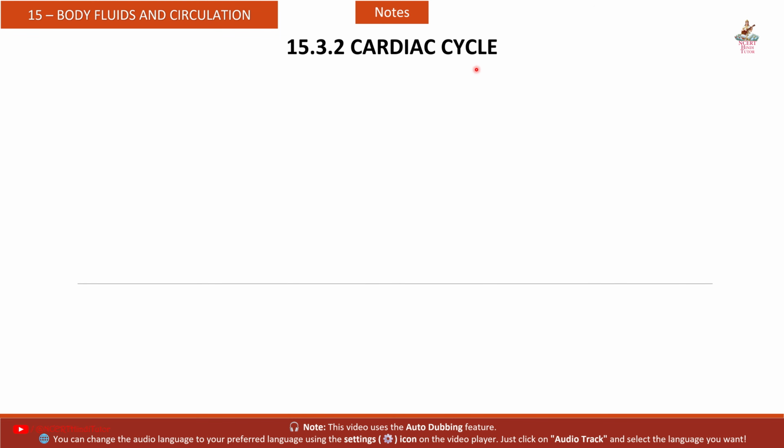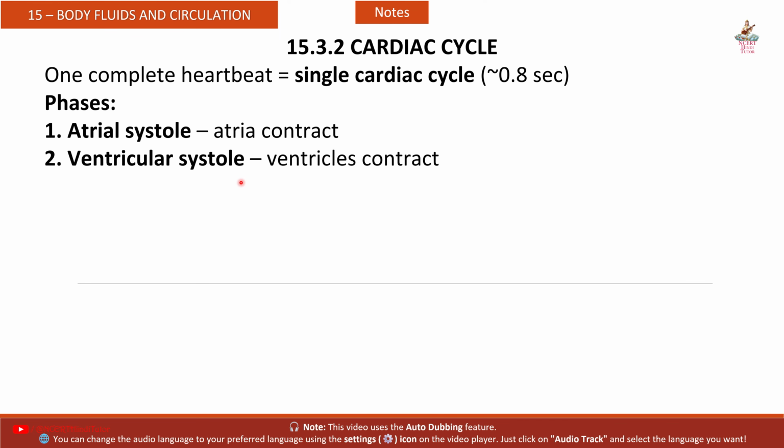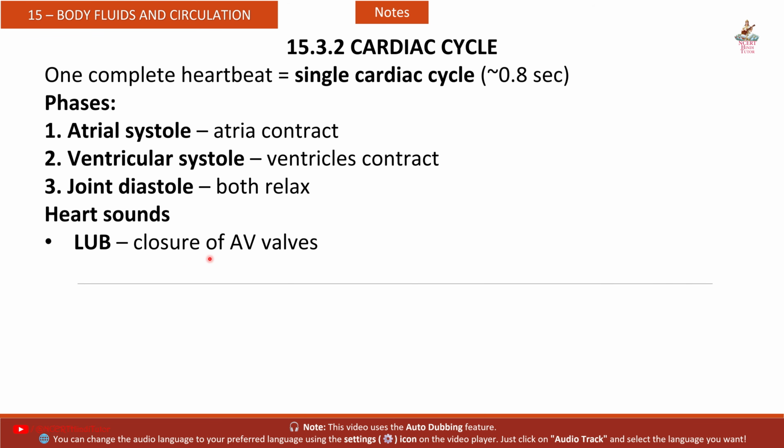15.3.2 Cardiac cycle. One complete heartbeat is a single cardiac cycle, approximately 0.8 second. Phases: first, atrial systole, atria contract. Second, ventricular systole, ventricles contract. Third, joint diastole, both relax. Heart sounds: lub, closure of AV valves. Dub, closure of semilunar valves.